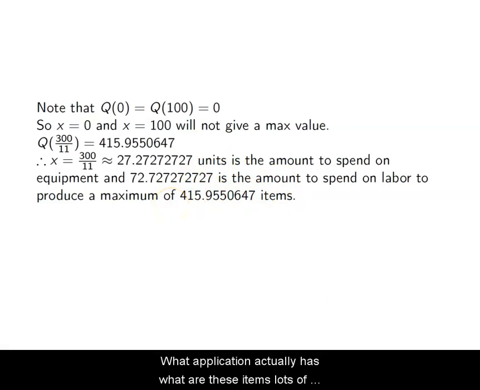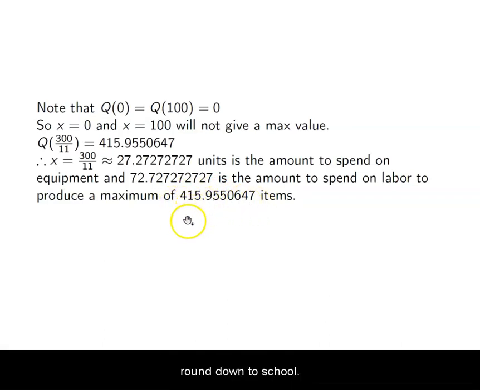What are these items? Lots of times you can't sell a portion of an item, so this would be round down to 415.